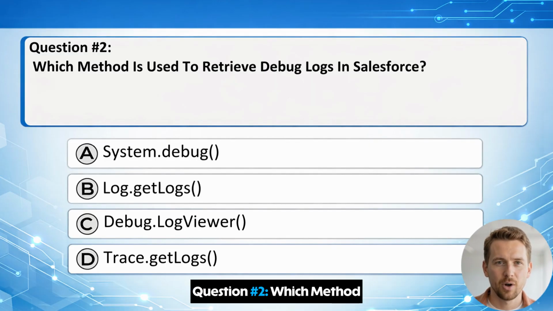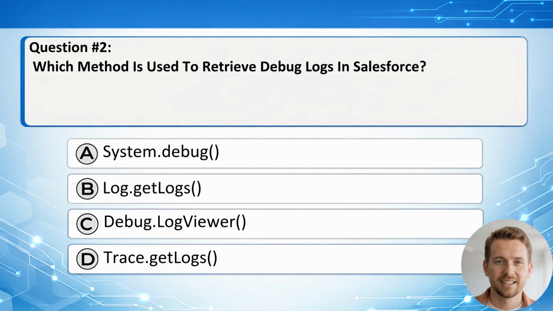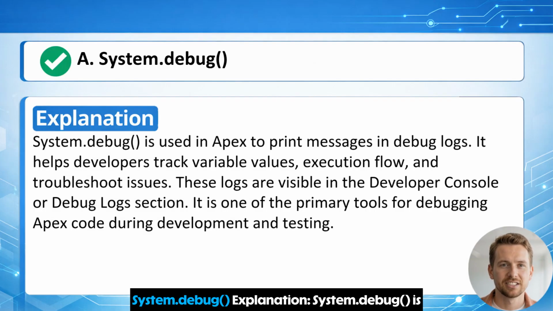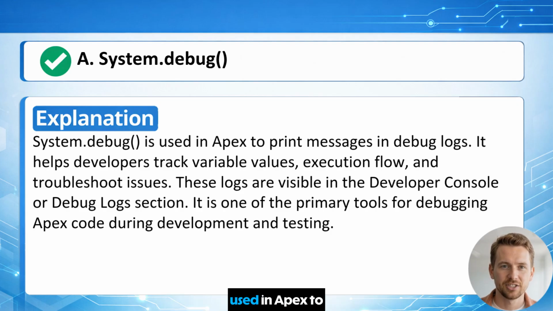Question number 2. Which method is used to retrieve debug logs in Salesforce? A. System.debug. B. Log.getLogs. C. Debug.logViewer. D. Trace.getLogs. Correct answer, A. System.debug. Explanation: System.debug is used in Apex to print messages in debug logs.